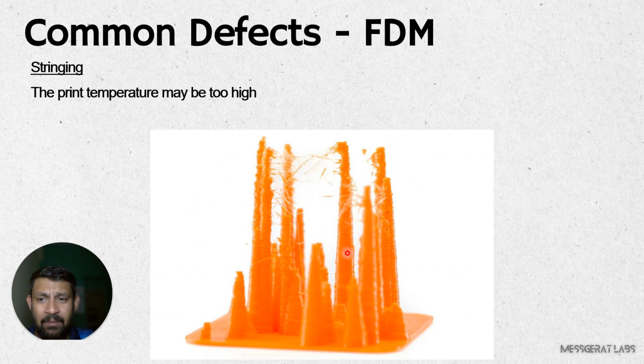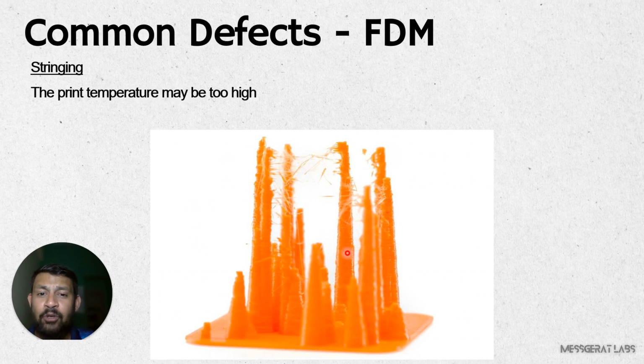Now, there can be multiple reasons. One of the very basic reasons for stringing is when the print temperature is too high. That means you are not giving proper cooling time to your nozzle, and before cooling, it is moving from one place to another, causing the stringing effect. So that is why you need to make sure that your print temperature is not very high, and you are giving enough cooling time for the nozzle to move from one place to another.